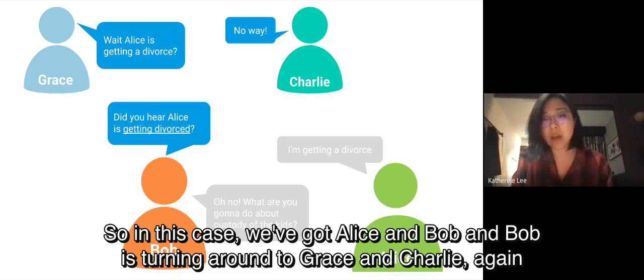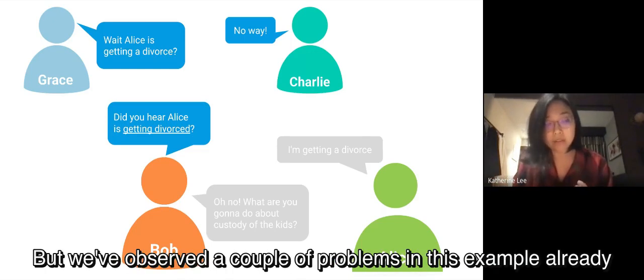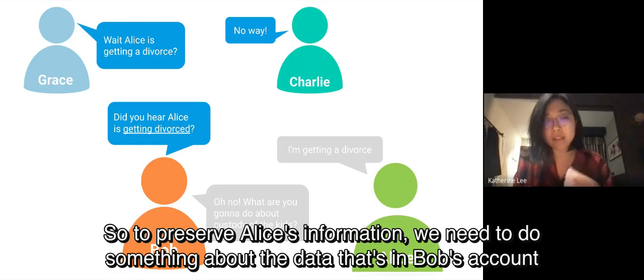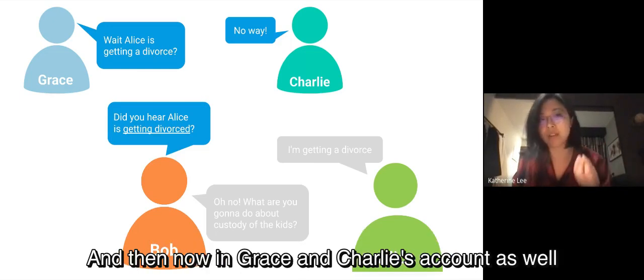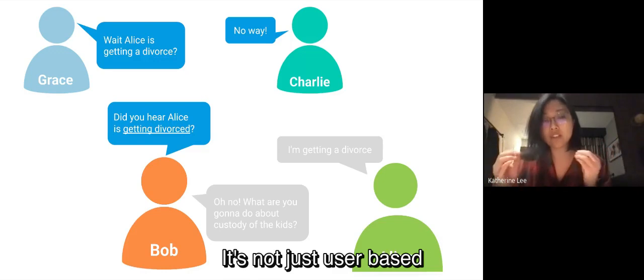So in this case, we've got Alice and Bob is turning around to Grace and Charlie again. The private information here belongs to Alice, but we've observed a couple of problems in this example already. Alice has shared that information with Bob, and then Bob has turned around and shared that information with Grace and Charlie. So to preserve Alice's information, we need to do something about the data that's in Bob's account, and then now in Grace and Charlie's account as well. So drawing a border around where the in-group is can be a little bit challenging. It's not just user-based.